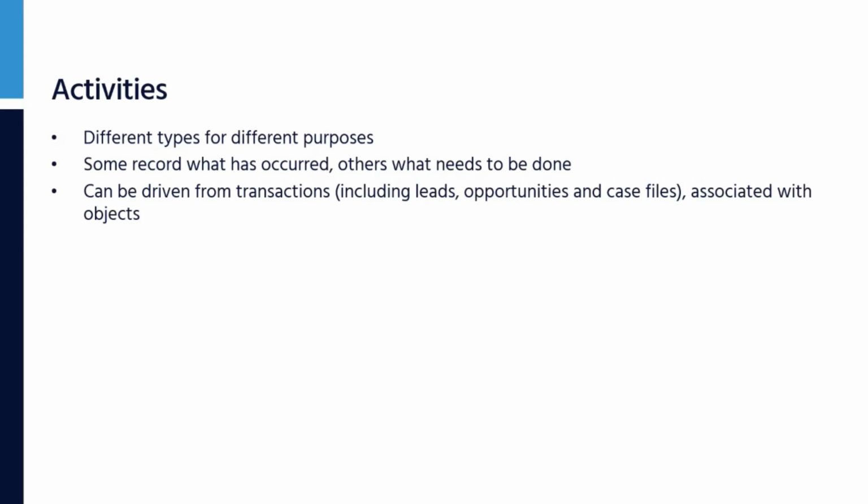So your activities, there's different types for different purposes, and they are, I guess, a little bit of a mixed bag. Some of them are designed for what has occurred. So something like a remark, you just make a note about something that's happened. Others are about what needs to be done, and then there's others that are a little bit different. So you could schedule a phone call, or you could just use the phone call activity to record a phone call that's happened. So you've got that distinction there of what needs to be done versus what has been done.